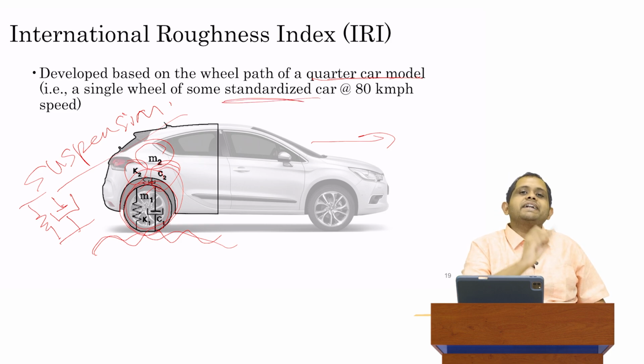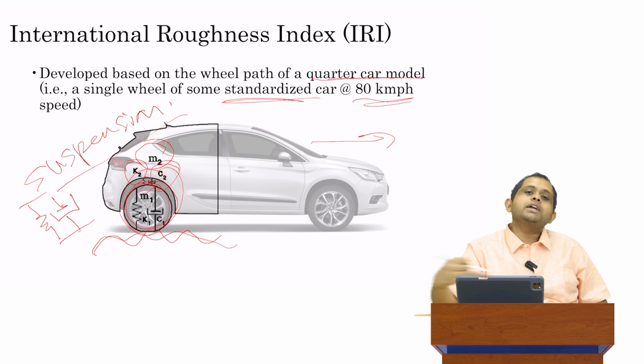They basically specified numbers for M, K, C. They specified certain numbers to use for a standardized car. They specified that this so-called standardized car is going to be moving at 80 kilometers per hour. Obviously, because it's a problem in dynamics, the speed of the vehicle also affects the response of the vehicle. So they specified it's moving at 80 kilometers per hour.